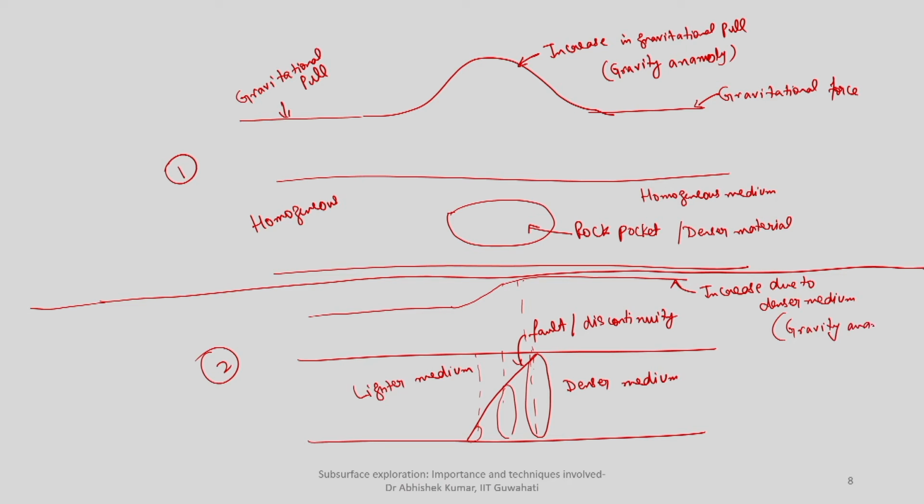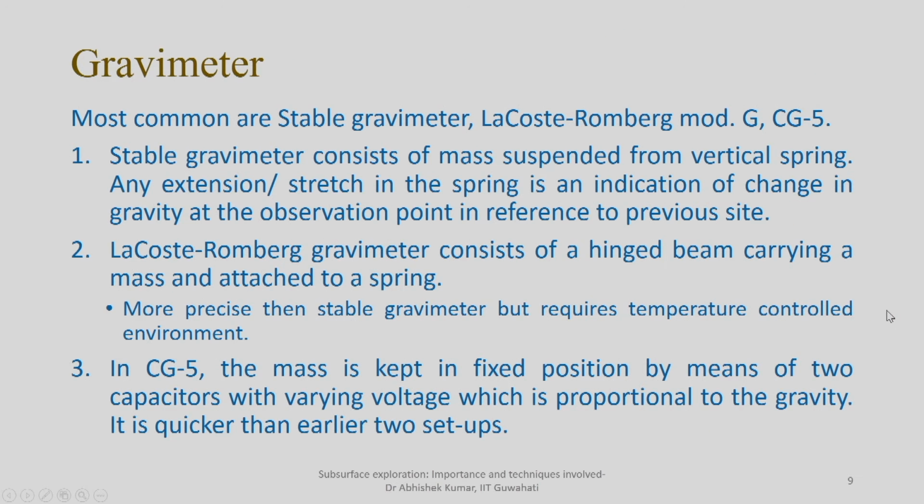So, based on that you can get a lot of idea about what kind of medium is available beneath the surface, whatever change is happening below the ground surface. Okay. So, we discussed what the targets are when we go for a gravity survey, what we are actually interested to find out. Once we go for a gravity survey, we generally measure relative gravity by means of an instrument called a gravimeter. Most common are 3 kinds of instruments.